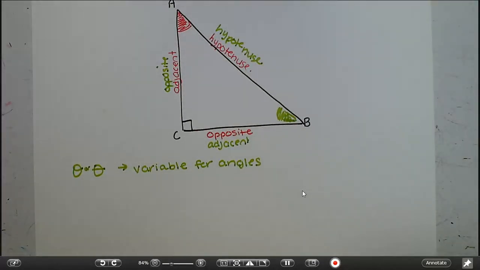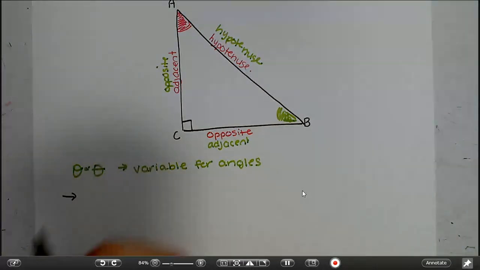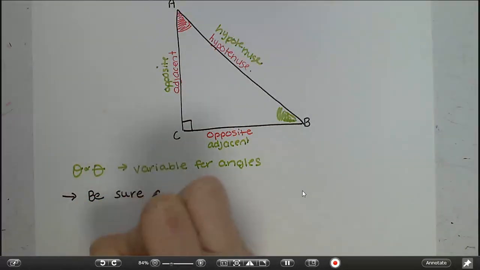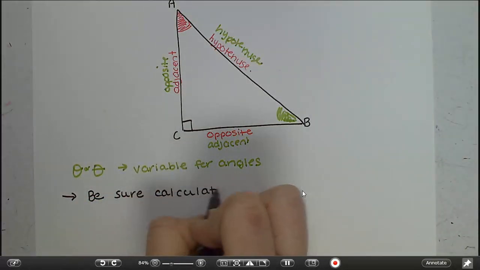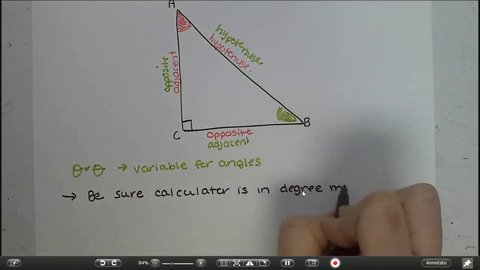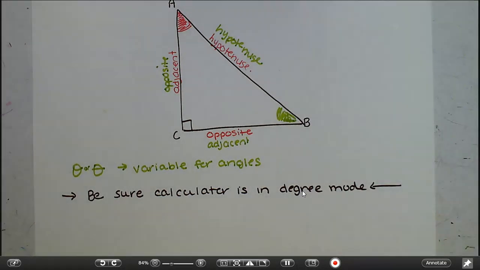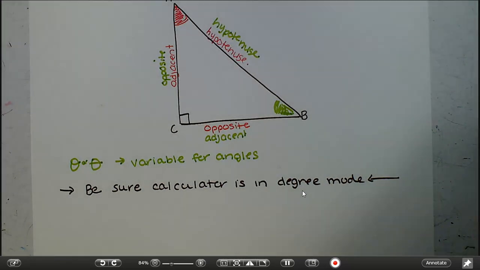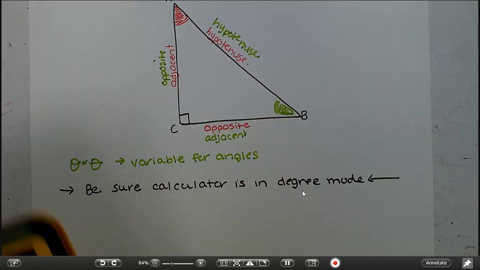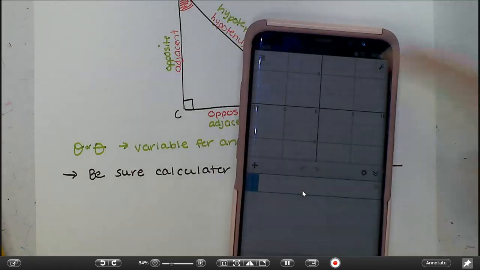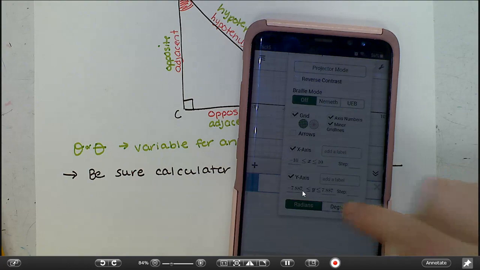All right, and another quick reminder: at this point, right now, you want to be sure your calculator is in degrees. We are going to learn about that other mode, the radian mode, this semester, but for right now, we're going to be in degree mode. So let me show you how to do that. If you are on a Desmos calculator, you go over here to settings, and you can see at the bottom where you can just click degrees.